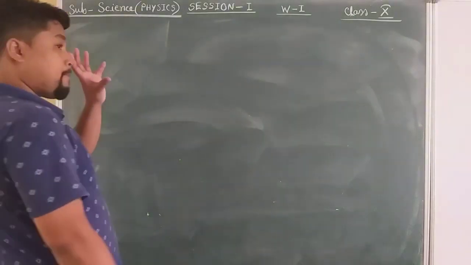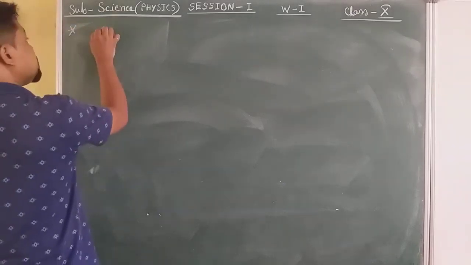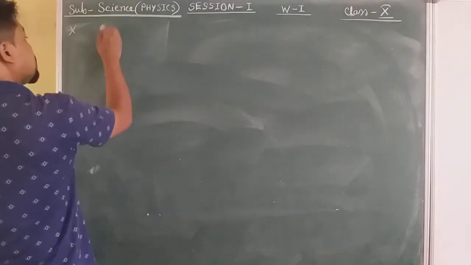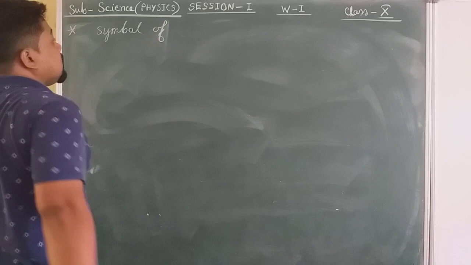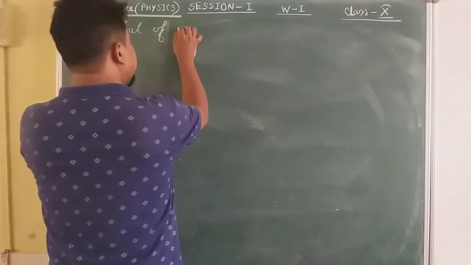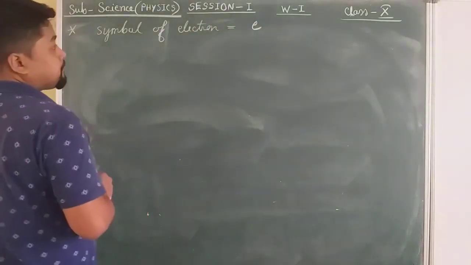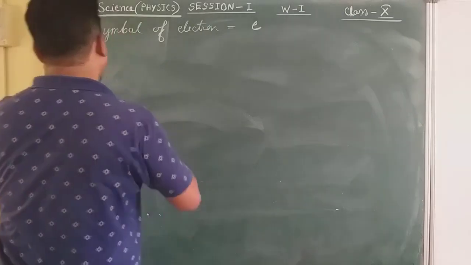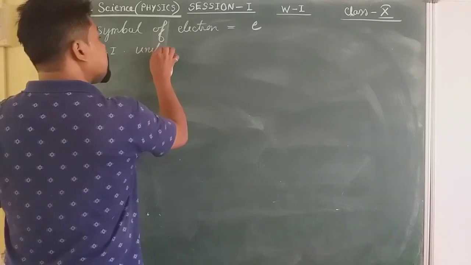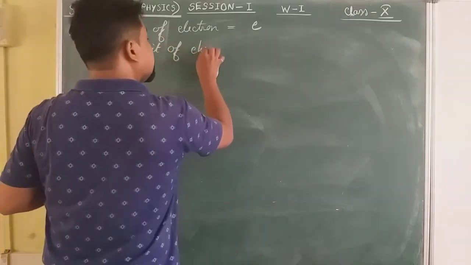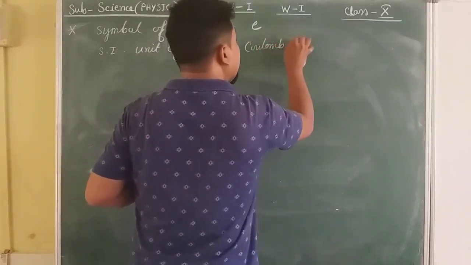Some important notes. Symbol or notation of electron: e. Okay, e stands for electron. SI unit of charge: coulomb, C-O-U-L-O-M-B, coulomb, C.